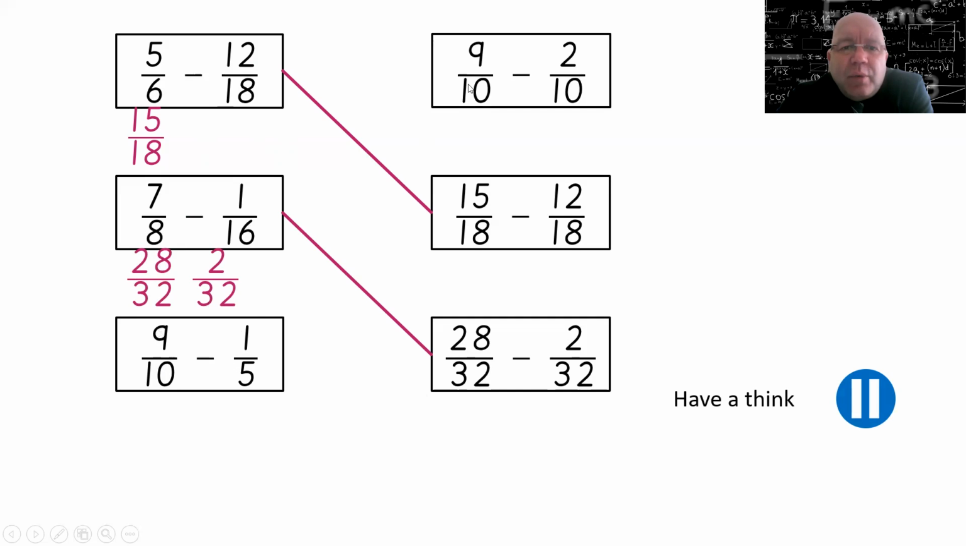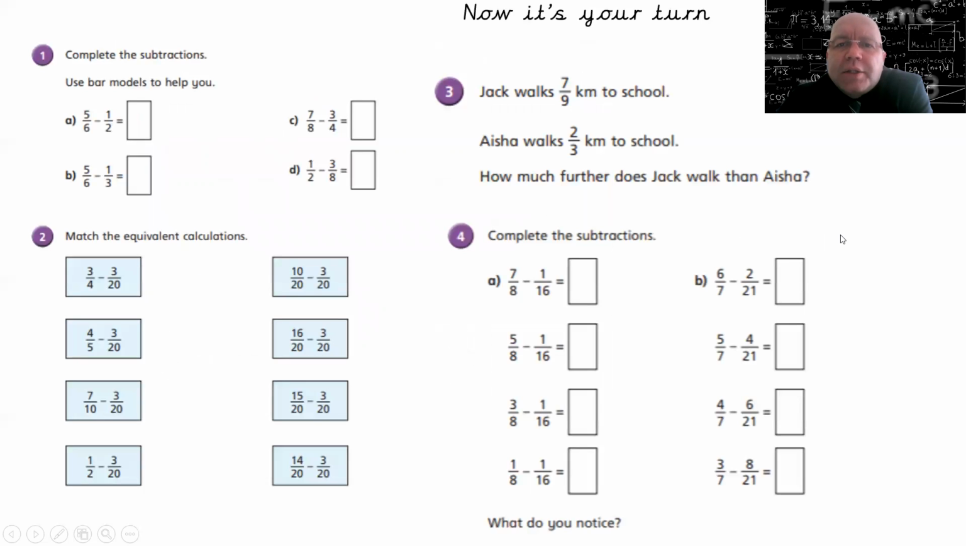We've got 9 over 10, which does, and then we've got 1 over 5. Now, if we multiply that by 2, we get 2 over 10. So it does indeed match. Okay, so just a little equivalence task there. Right, your turn to do a little bit of work. 4 questions. Pause the video. Have a go.